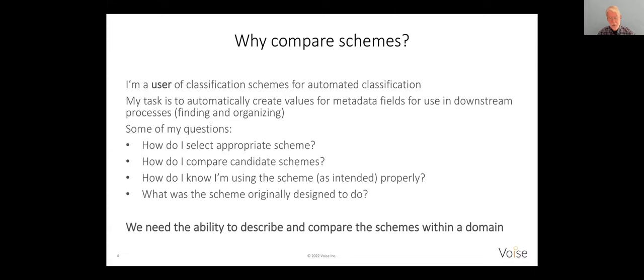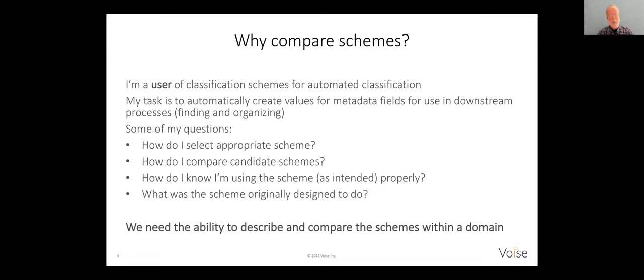So as I said, I'm a user of classification schemes. I build predictive models that take existing classification schemes and use them to organize some content that I am dealing with. And so in doing that, I need to find a good classification or part of a classification in order to be able to organize the content that I am dealing with. So some of the questions that I face in doing this is, how do I select the appropriate scheme? What are the set of schemes that are available to me? How can I compare two schemes so that I can get the best scheme for my purposes?